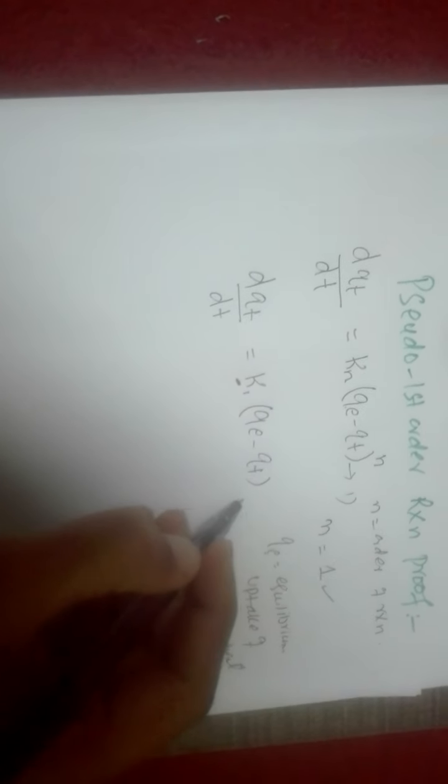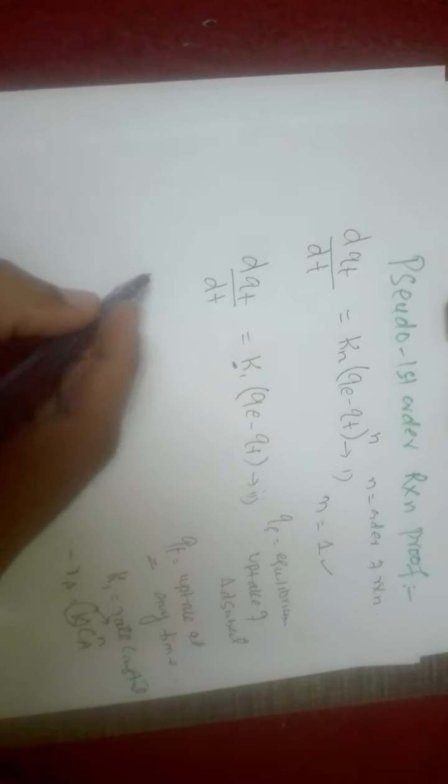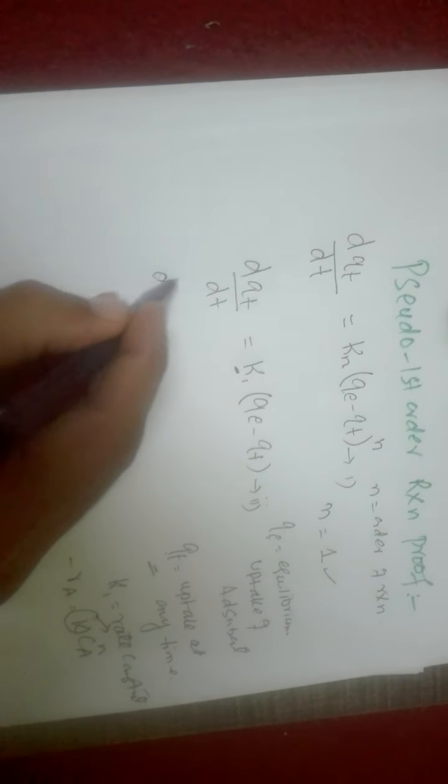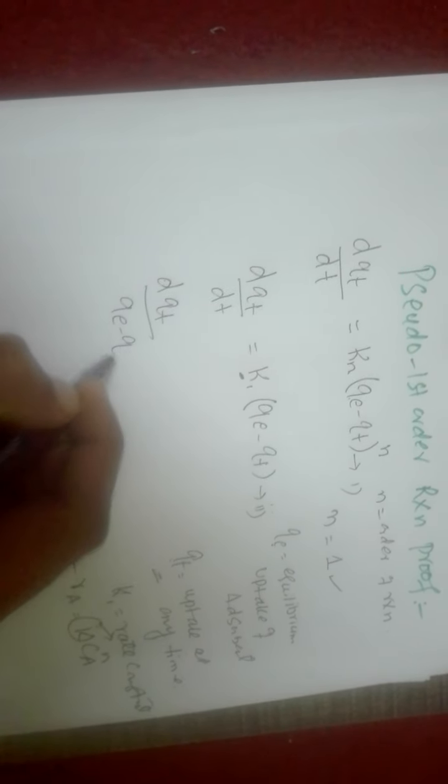So the linear form of this equation is, suppose this is equation 1, this is equation number 2. We can obtain the linear relation of this equation by simple integration. dQt/(Qe minus Qt) equals k dt. Take the integral on both sides, we will get the integral of dQt/(Qe minus Qt) equal to k times the integral of dt. When we take the integral, at time 0 there is no uptake.